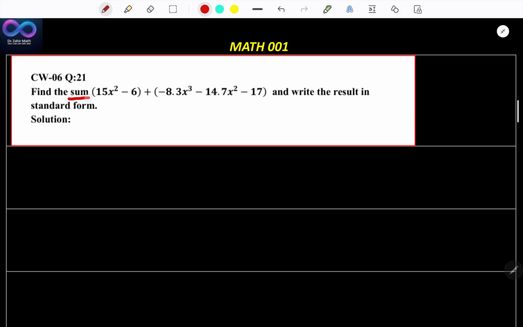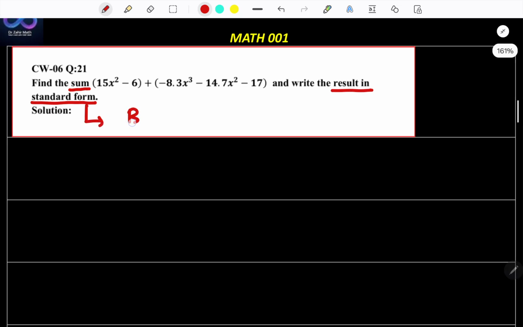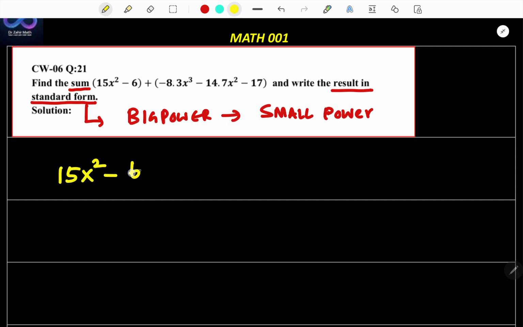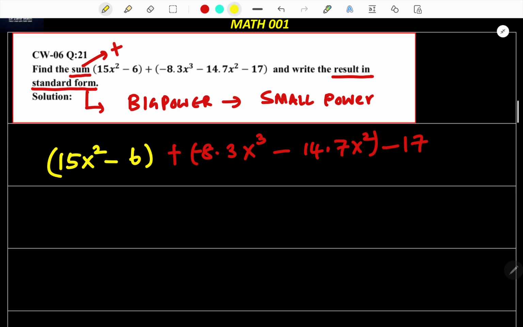Again, the next question: find the sum, and then write the result in standard form. What do you mean by write the result in standard form? You're going to write big power to small power. That is standard form. So keep in your mind. Okay. Let's start. The question is 15x square minus 6. Sum means plus. And then plus minus 8.3 x cube minus 14.7 x square minus 17. Carefully do it. Very, very important.